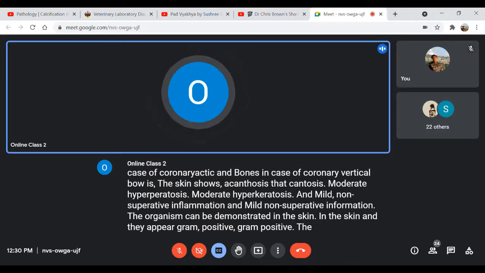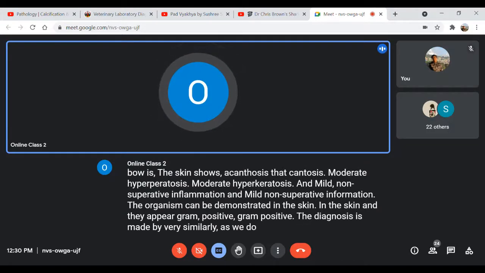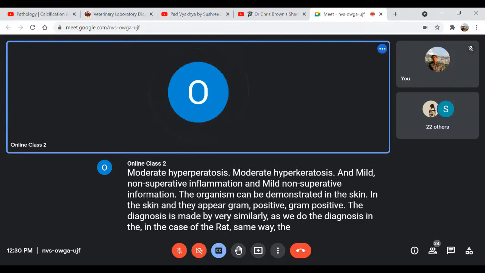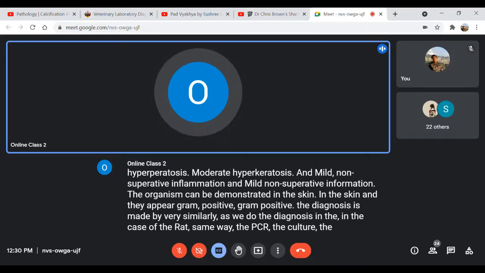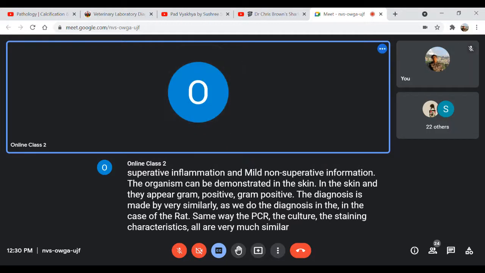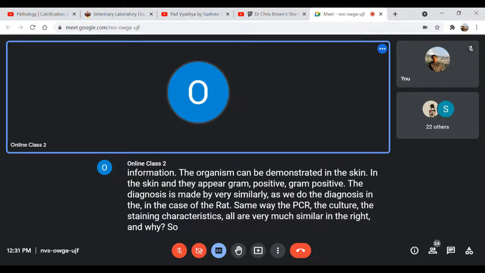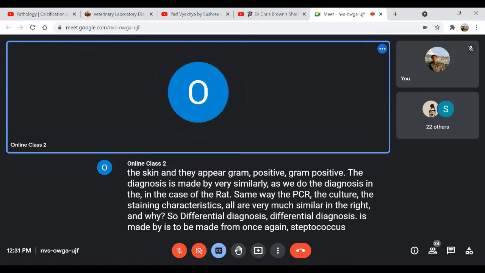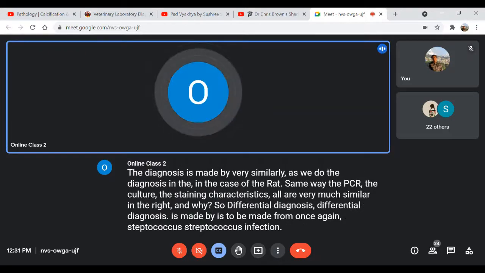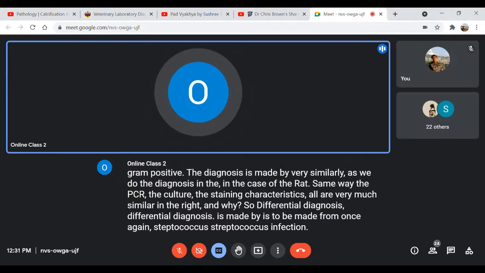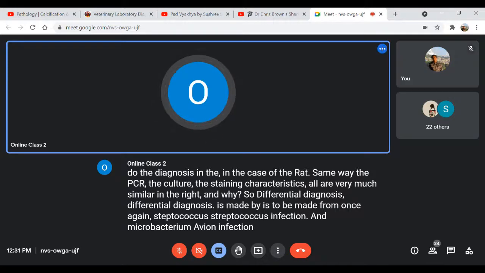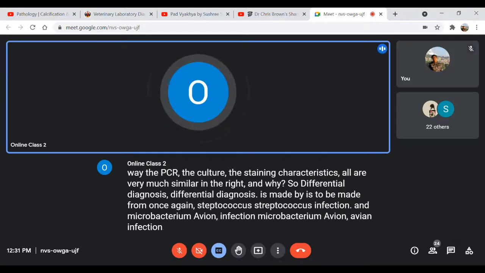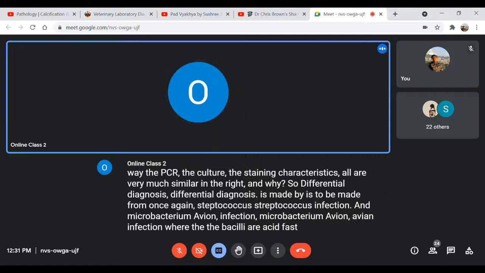The diagnosis is made very similarly to how we do the diagnosis in the case of the rat. In the same way, the PCR, the culture, and the staining characteristics are all very similar in rats and mice. Differential diagnosis is to be made from, once again, streptococcus infection, mycoplasma infection, and Mycobacterium avium infection, where the bacilli are acid fast bacilli, very easily.